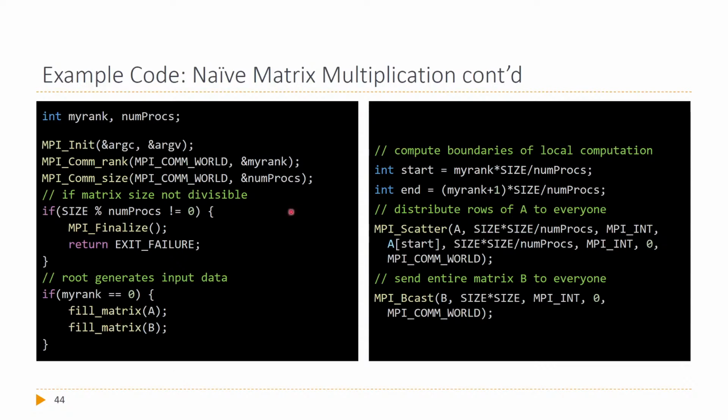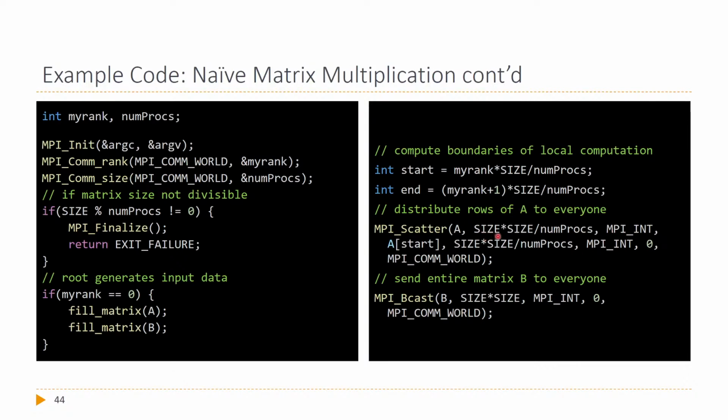After generating the data on root, we compute the boundaries that each rank needs to work on. So while numprocs will be the same for everybody, my rank will be different for everybody. My rank will hold different values. So for every rank, we'll compute different start and end points of the rows of our matrix. And then we do a scatter operation. And here we already use the start because that's the point where we start to fill data in. That's like the receiving buffer.